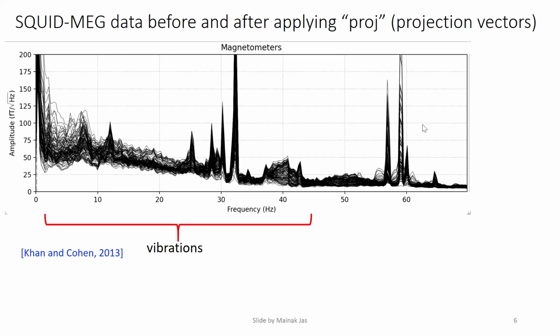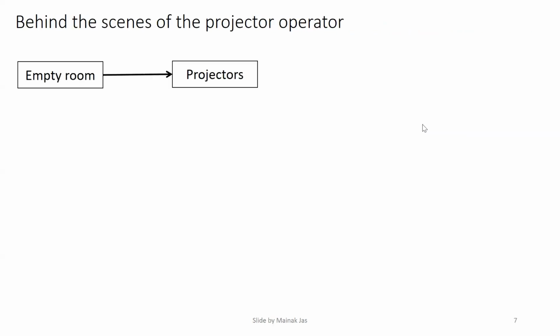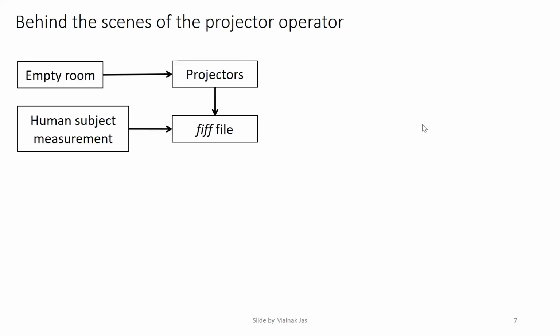Now, what's happening behind the scenes of the projection operator? When Megin, Elekta, or any of these MEG vendors set up a system, they set up the projectors for you, and they're periodically updated. So you do an empty room measurement, and from that empty room measurement, you compute the projectors.